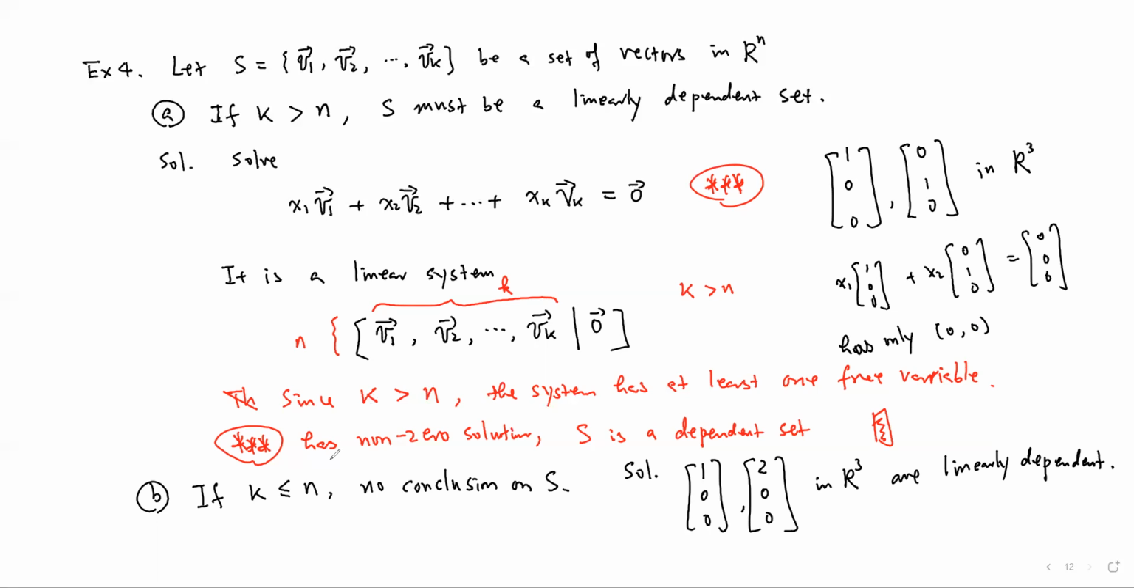So in this case, when the number of vectors is not greater than the number of entries, there is no conclusion about whether the given set is linearly dependent. No conclusion. This is Example 4. I finished today's class with this example.